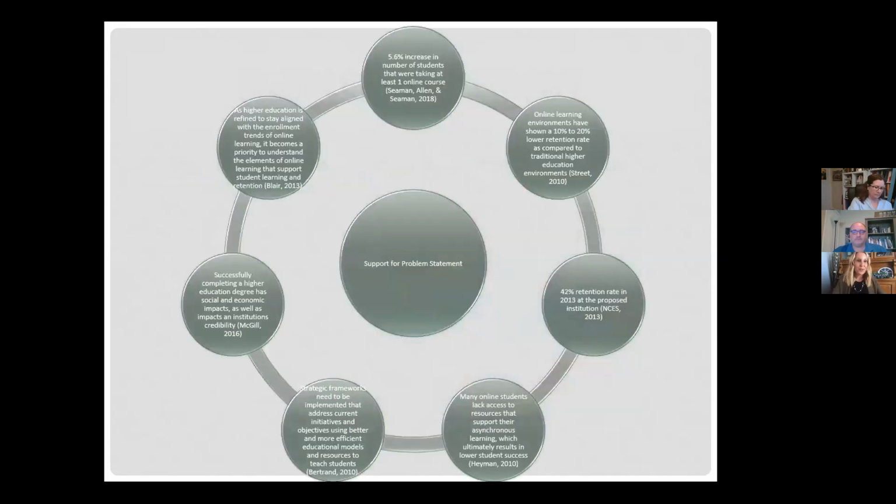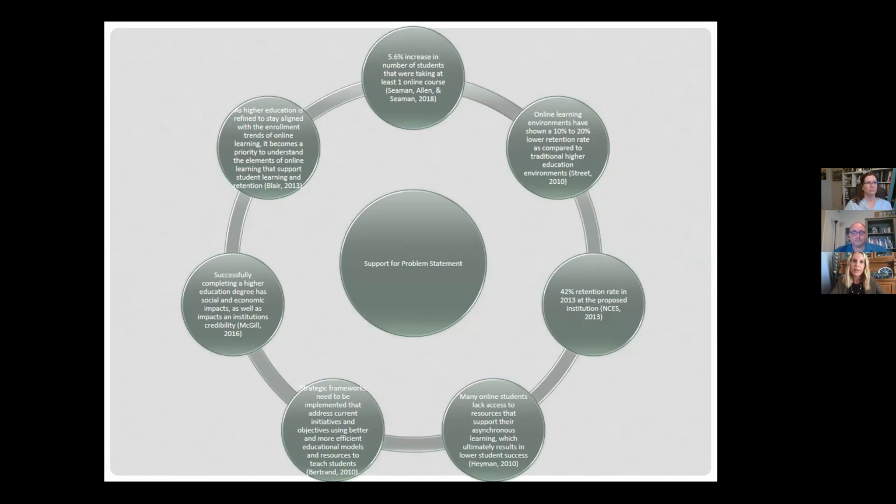What we do know supporting the problem is that online learning populations are increasing. We know that we live in a global digital society. There's been a 5% increase in students who are taking at least one course. While there's this rise in enrollment, there are lowered retention rates, and this is concerning to the learning population, especially as this learning population continues to grow and diversify.